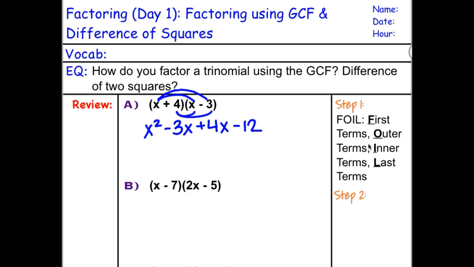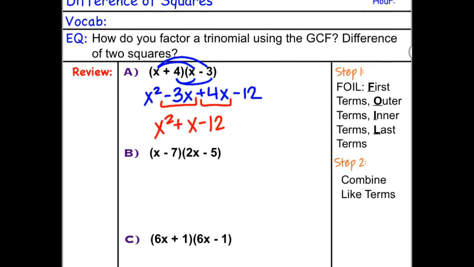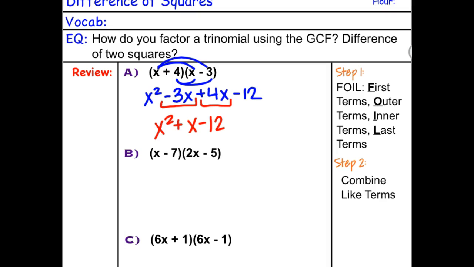Make sure you watch your signs, and then make sure you combine your like terms. And I see that I have a negative 3x and a plus 4x, which means my answer is x squared plus 1x minus 12. You can write the 1 in there if you'd like. Moving to the next one. This one now has the coefficient out front of one of the terms.